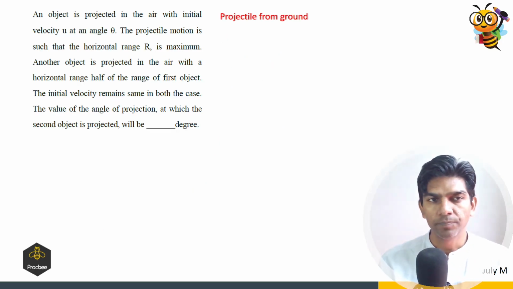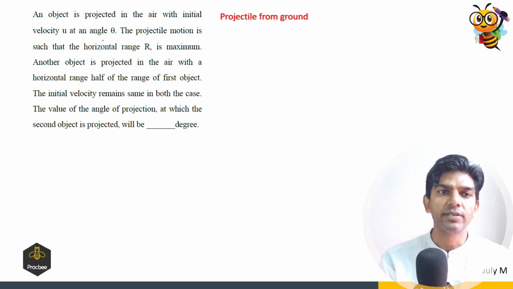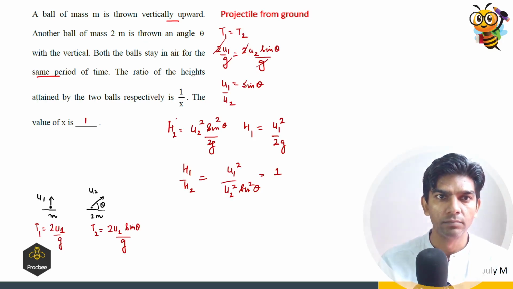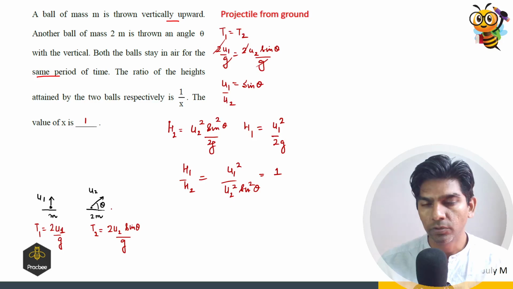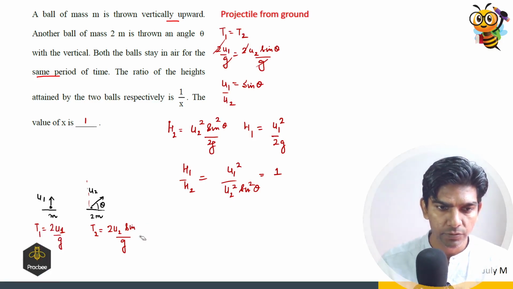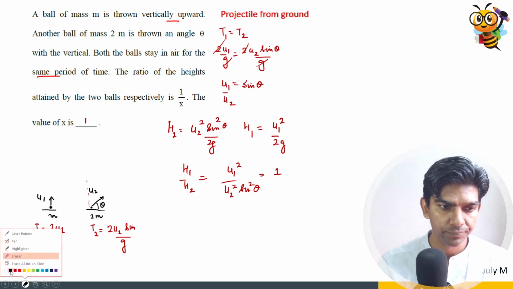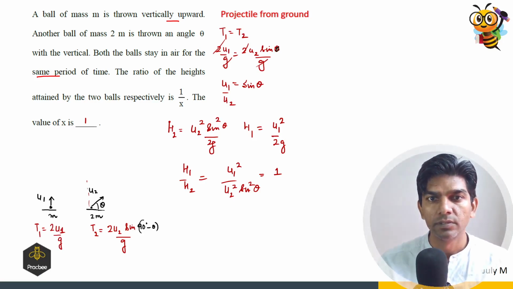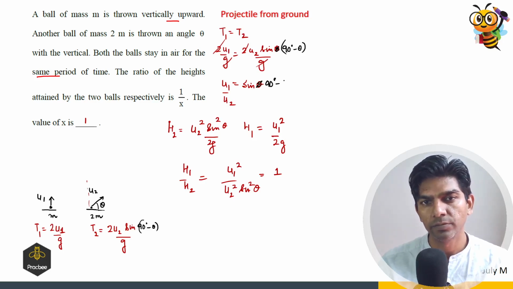Now let us see the next question. Based on the same problem type, an object is projected in air with the initial velocity u at an angle theta. Okay, one thing, I think I have taken theta with the horizontal, it should be with the vertical, right? So wherever I have written theta, it should be 90 minus theta. Let me correct that. So this should be 90 minus theta. This is also 90 minus theta.